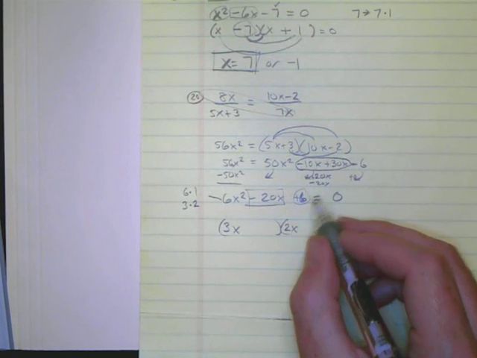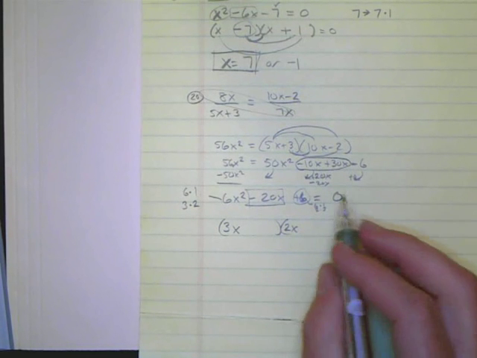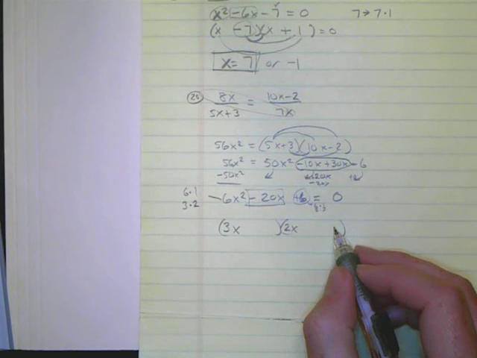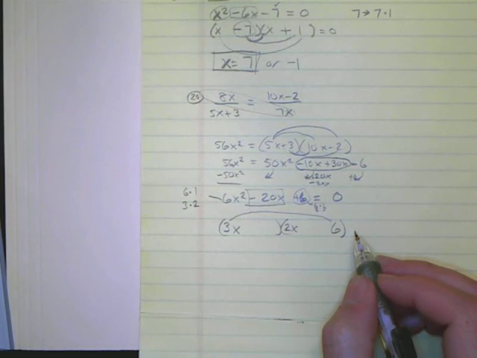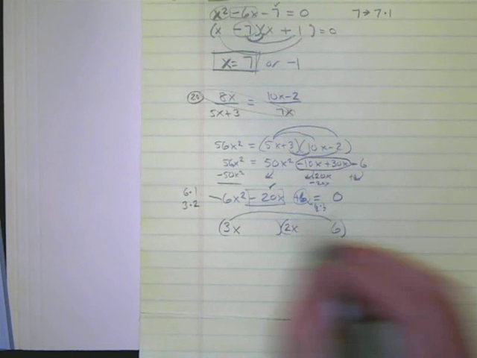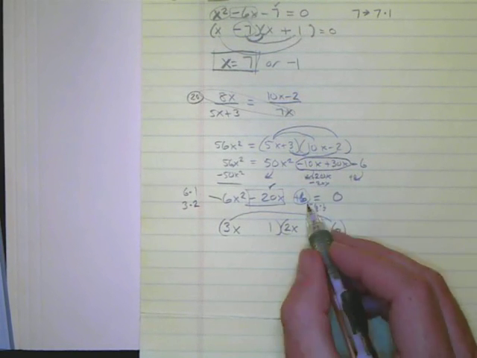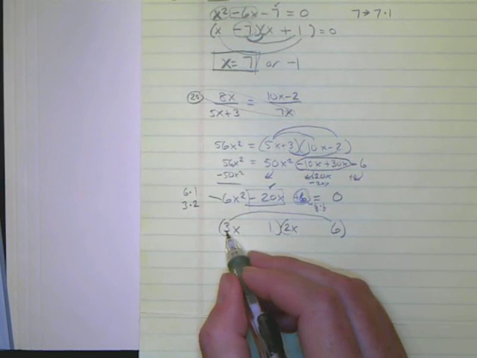Okay, so 6 can be 6 and 1 again, or 2 and 3. I'm going to go with a 6 and a 1, because if I look at my outsides, 6 times 3 is 18. I'm trying to get to 20, that's my goal. 6 times 3 is 18, so I would put a 1 here. So this 6 became 6 times 1, and this 6 became 3 times 2.